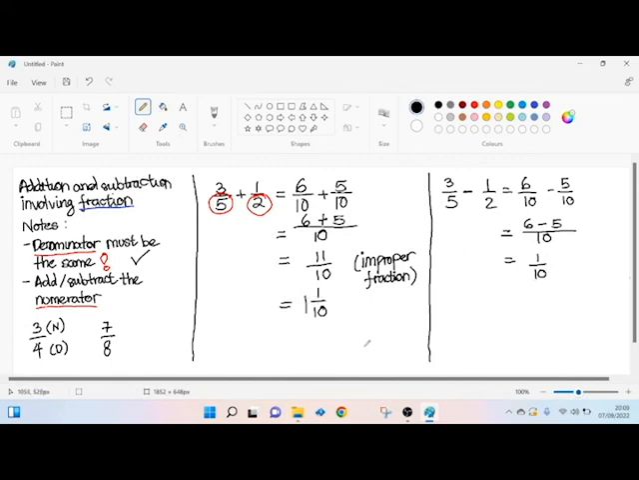Is this a proper fraction? Yes, because the numerator is smaller than the denominator. So this one is the correct answer. I hope that you do understand now how to deal with addition and subtraction involving fractions.